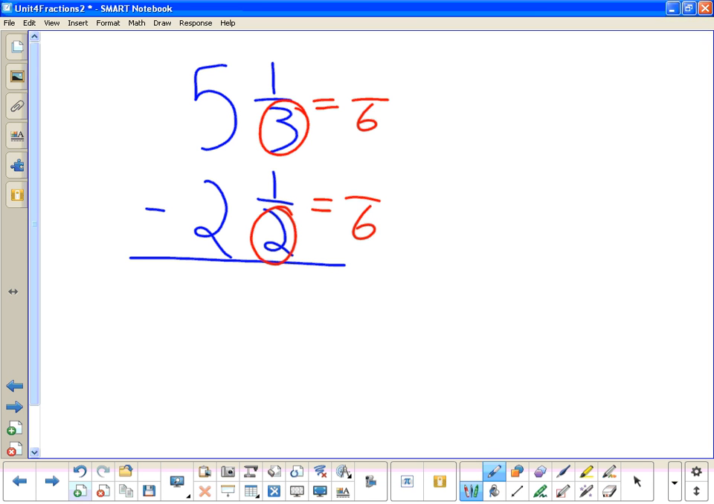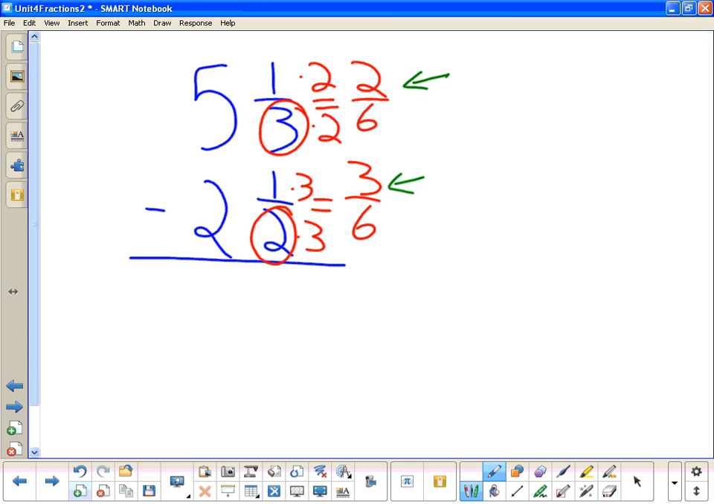On the top, 3 changes into 6. Well, to get 6 from 3, we have to multiply by 2. And if we do that to the bottom, we have to do the same to the top. So 1 times 2 gives us 2. On the bottom, 2 changes into 6 by doing what? Well, we have to multiply by 3 to get 6. If we do the same to the top, we get 3. So now our denominators are the same, but we do notice our numerators, it's not going to work to subtract.